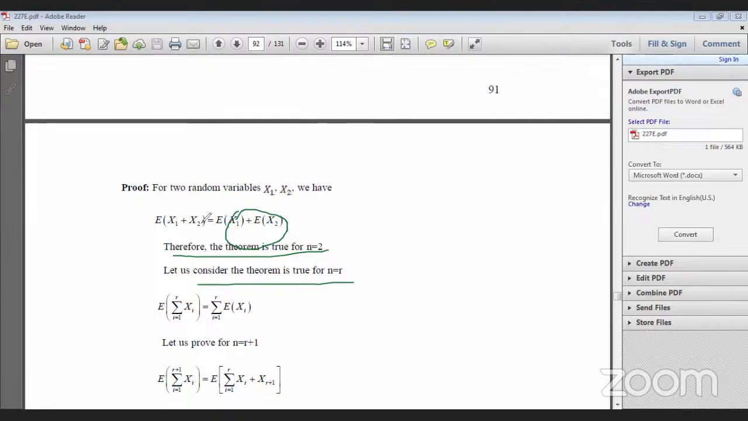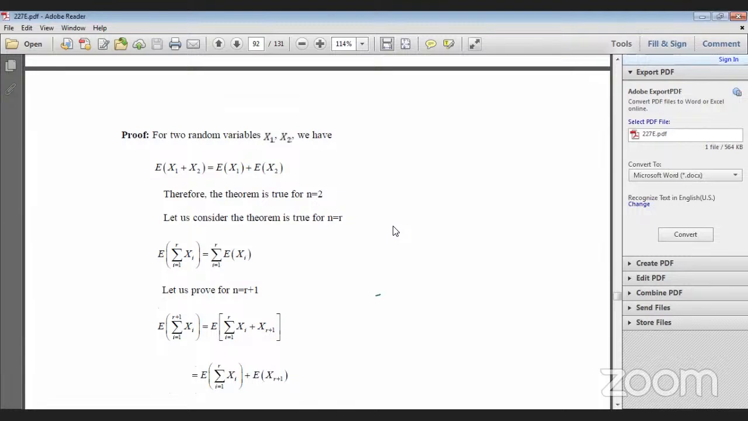Let us consider the theorem for n is equal to r. We are taking here summation of i is equal to 1 to r of xi, E of it is summation of i is equal to 1 to r of E of xi. Let us prove for n is equal to r plus 1. So therefore summation of i is equal to 1 to r plus 1 of xi is summation of i is equal to 1 to r of xi plus x of r plus 1.